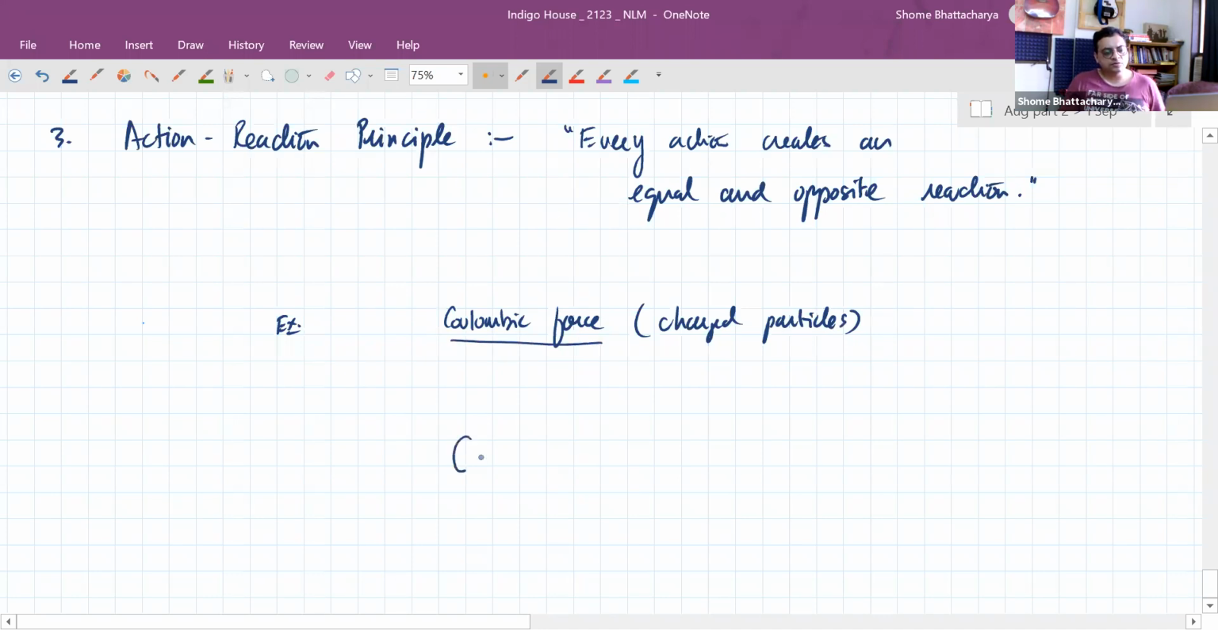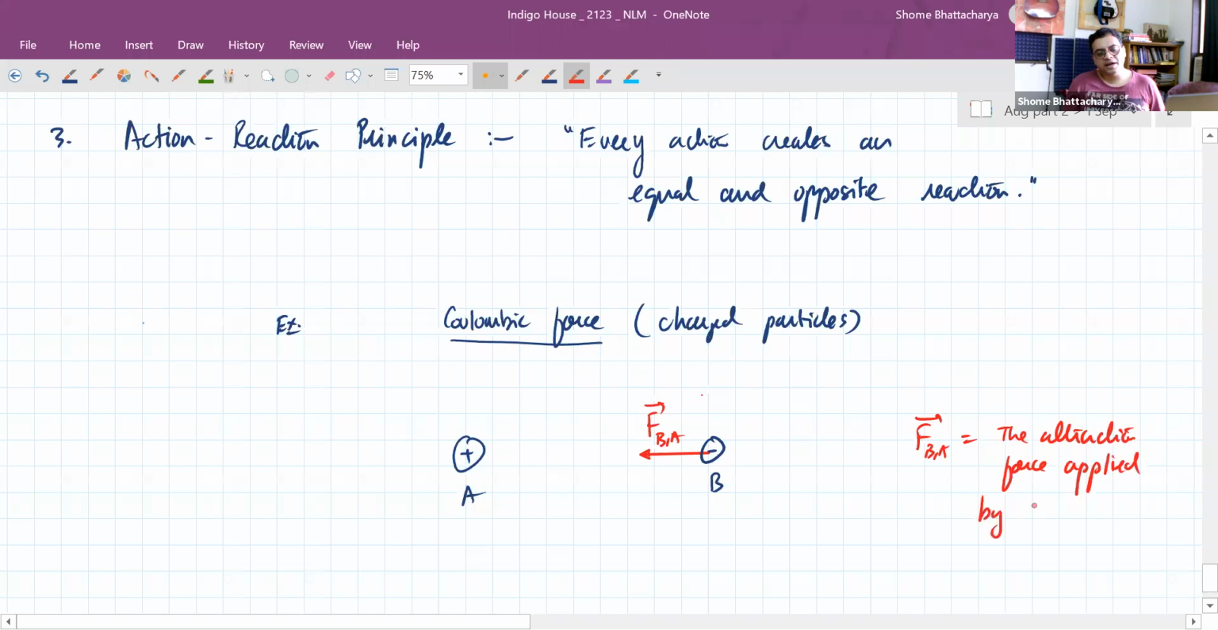So suppose we have one positively charged particle A and one negatively charged particle B. So we know that A will attract B with some force like this. So this we are labeling as the attraction force applied by A on B. Okay.